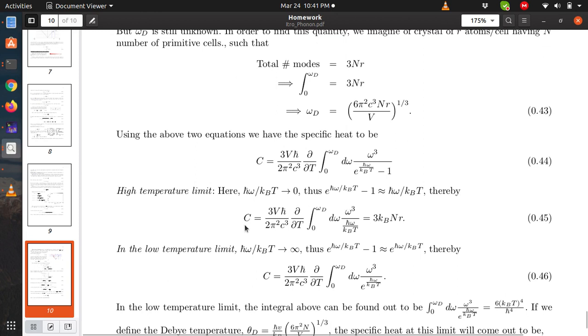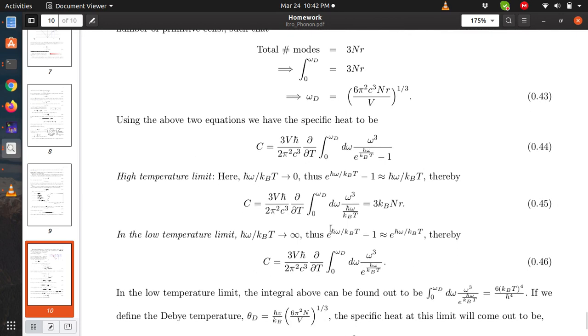Now it becomes so easy for us to evaluate this integration, because at the end of the day you are going to find that the specific heat becomes just 3 kB nR. If you take nR to the other side, you get C divided by nR equals 3 kB. That means this is the specific heat capacity per particle, and each particle will require this heat in order to gain some temperature.